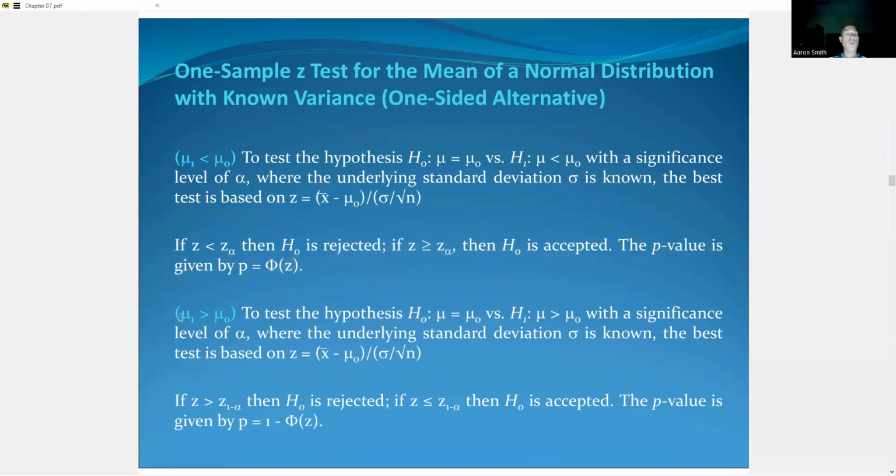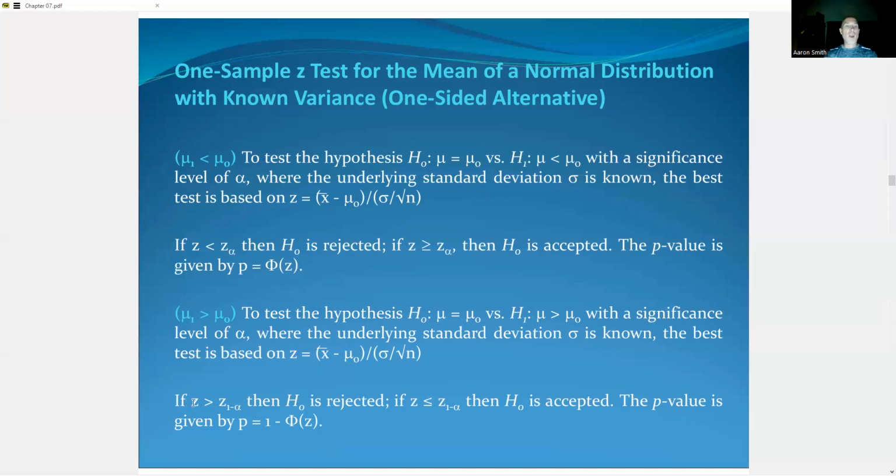Now, with mu1, the alternative, greater than mu0. So to do this test, here our alternative is that mu is greater than mu0, and then the null is that mu is less than or equal to the reference value. With a significance level of alpha, where the underlying standard deviation sigma is known, once again, the best test statistic is Z equals x bar minus hypothesized value divided by sigma divided by square root of n. It's the same thing over and over.